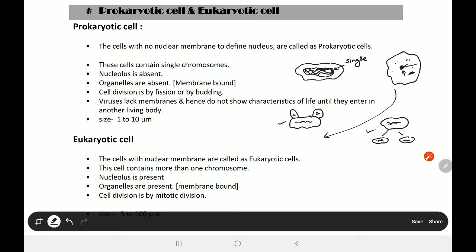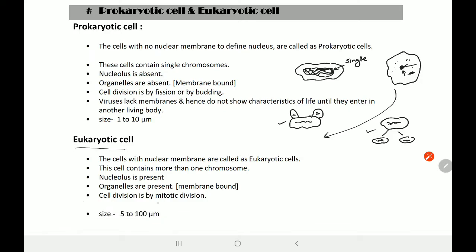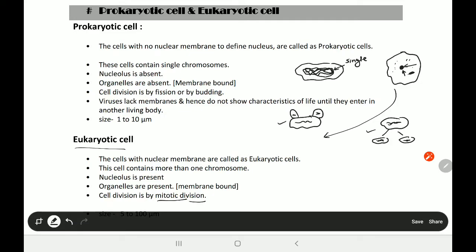Whereas in the eukaryotic cell, cell division happens by mitotic division. Mitotic division means there is chromosome-level division in it. Chromosomal division happens, which we will understand shortly, don't worry. So what we are understanding here is the difference between prokaryotic and eukaryotic cells.